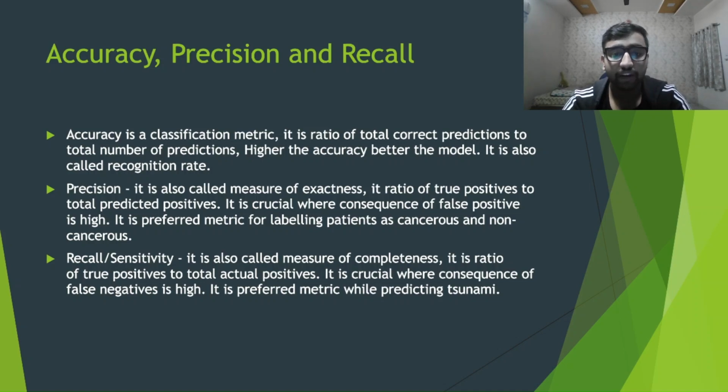It is the preferred metric for labeling patients as cancerous and non-cancerous. So precision particularly focuses on false positives, where it is used in situations where the consequence of a false positive would be higher. For example, while labeling patients as cancerous and non-cancerous, a false positive would bear a higher consequence, as a false positive would indicate a non-cancerous patient labeled as cancerous.